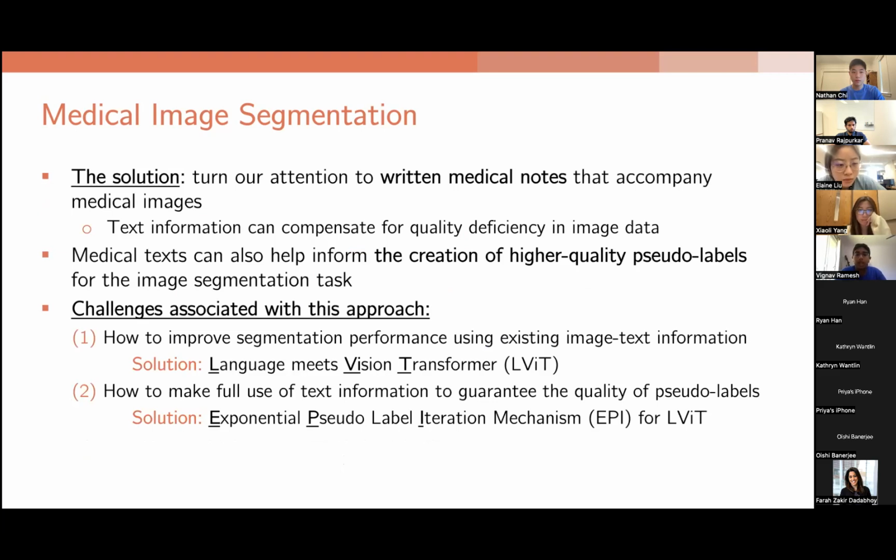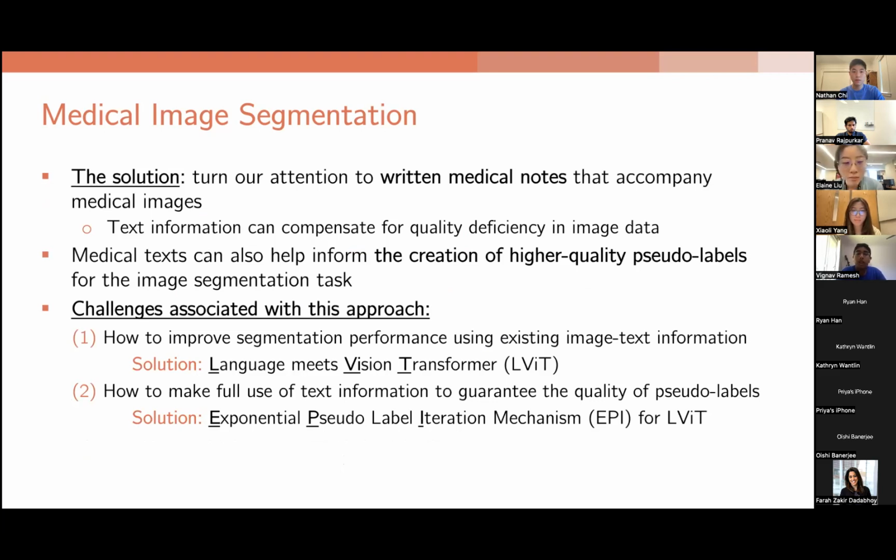According to this paper, we can turn our attention to written medical notes that accompany medical images. Text data of medical records are usually generated for each patient. So in the majority of cases, no extra cost is needed to access the text data associated with image datasets. The medical text record data and the image data are naturally complementary to each other. So the text information can compensate for the quality deficiency in the medical image data.